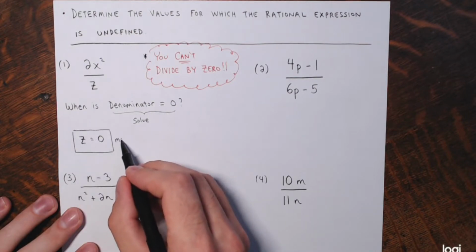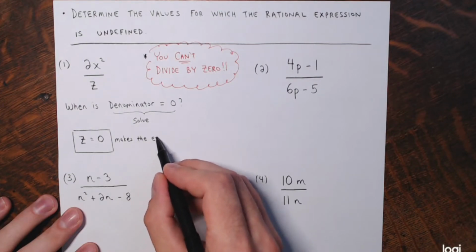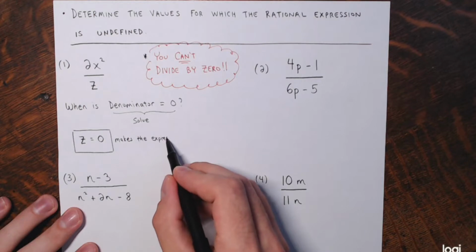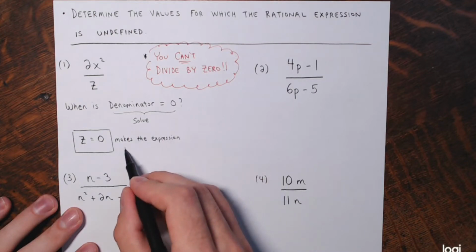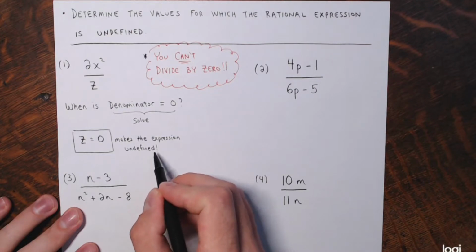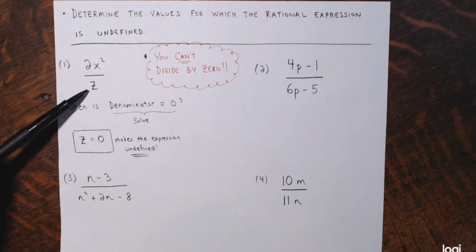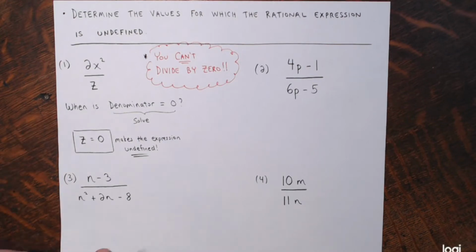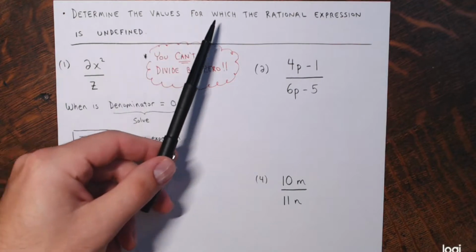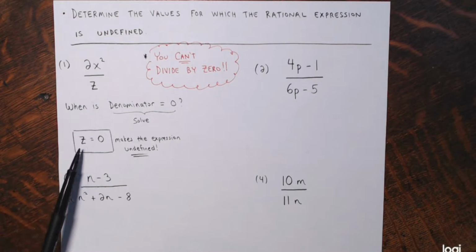makes the expression undefined. And I'm not going to write this for every single one here. I'm just going to write it for this first example. All right. When I replace z with 0, I have a fraction in which I'm dividing by 0, and that's bad. And that's all we're asked to do. Right? Determine the values for which the expression is undefined. For this first one, it's when z is 0.